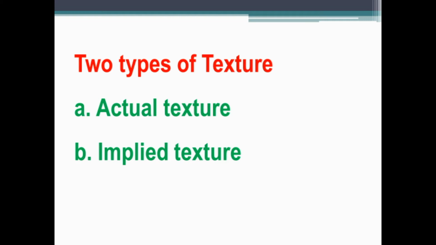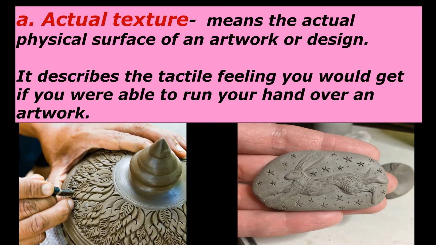There are two types of texture. A. Actual texture and B. Implied texture. Actual texture means the actual physical surface of an artwork or design. It describes the tactile feeling you would get if you were able to run your hand over an artwork or object that you see around you.